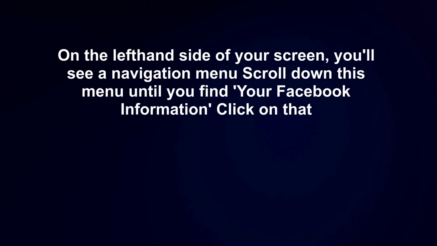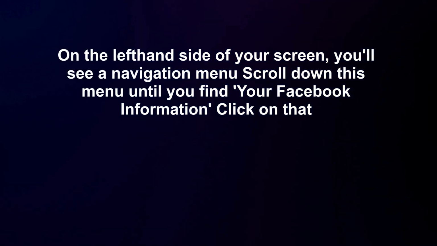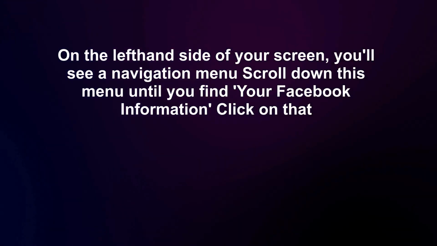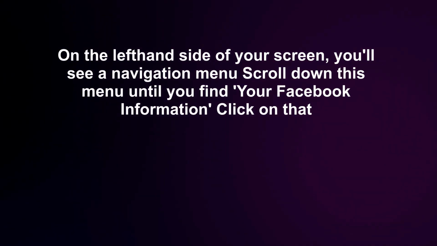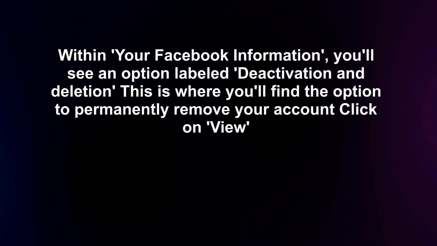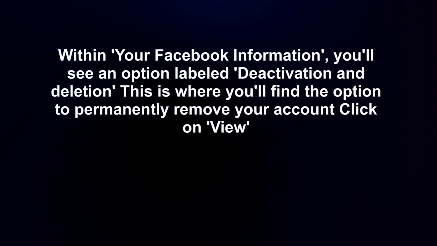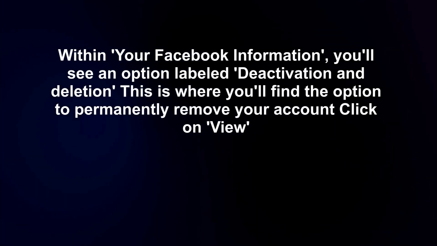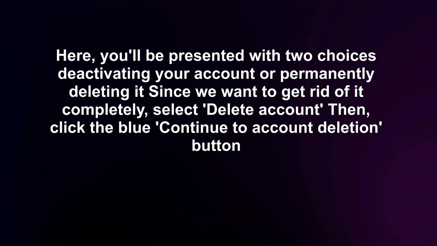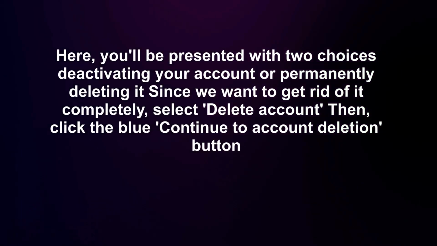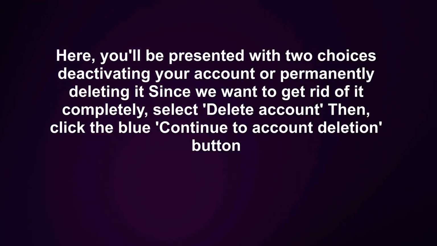On the left-hand side of your screen, you'll see a navigation menu. Scroll down this menu until you find your Facebook information. Click on that. Within your Facebook information, you'll see an option labeled Deactivation and Deletion. This is where you'll find the option to permanently remove your account. Click on View. Here, you'll be presented with two choices: deactivating your account or permanently deleting it.